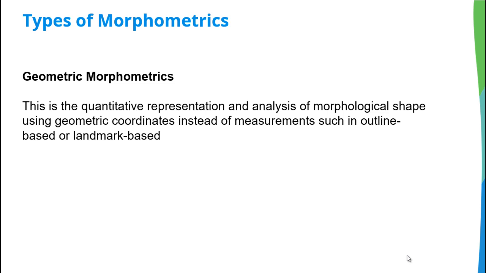But landmark based involves summarizing shape in terms of landmark configuration, sometimes a constellation of discrete anatomical loci, each described by 2D or 3D Cartesian coordinates, and most of the time inherently multidimensional in nature. So that is geometric morphometrics.